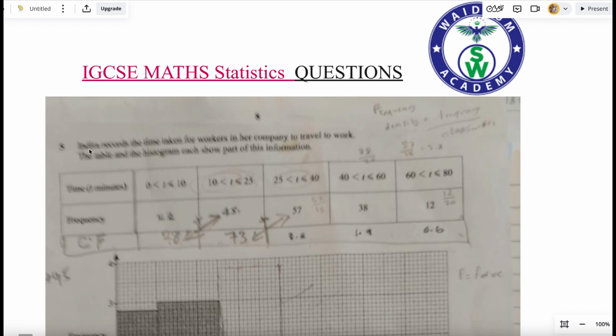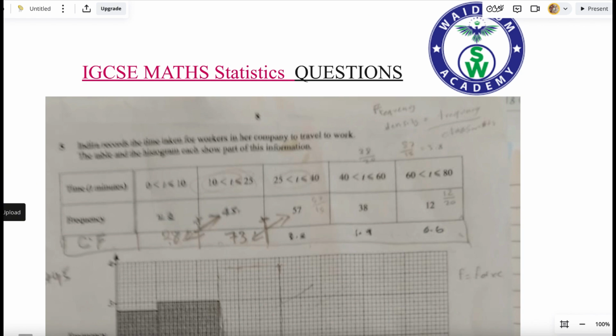So the point is that Indiana records the time taken for her workers in the company to travel to work, the time it took them to travel to work. So this first row is the time row. The first one here is T: T is less than or equal to 10 and greater than 0. T is less than or equal to 25, greater than 10. T is less than or equal to 40 and greater than 25. T is less than or equal to 60, greater than 40. T is less than or equal to 80, greater than 60.